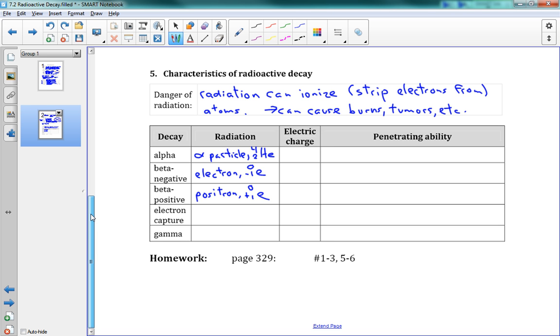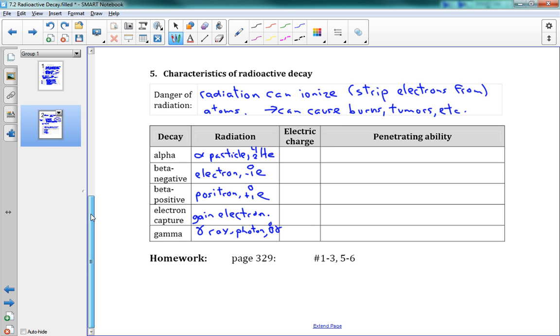And here we didn't actually emit anything with electron capture. We gain an electron there. And for gamma, we have our gamma ray, which is a photon with 0, 0 gamma. Good. Okay, so those are our different types of radiation.